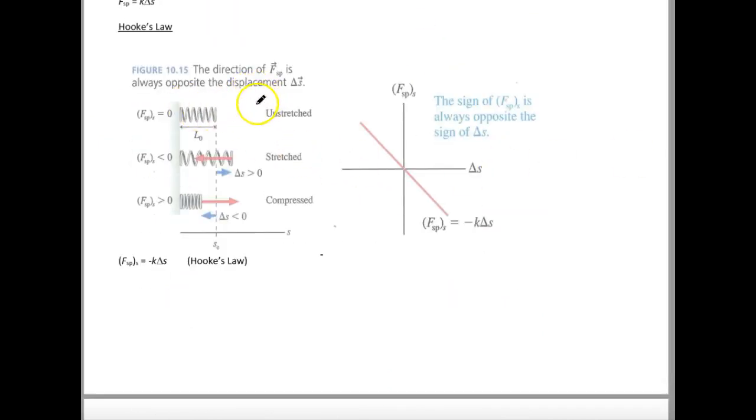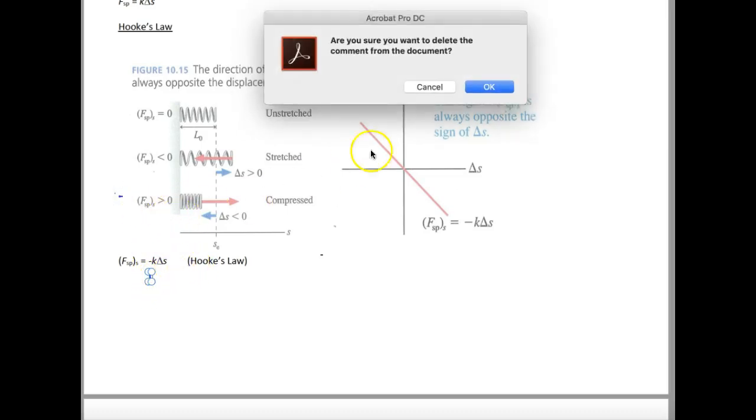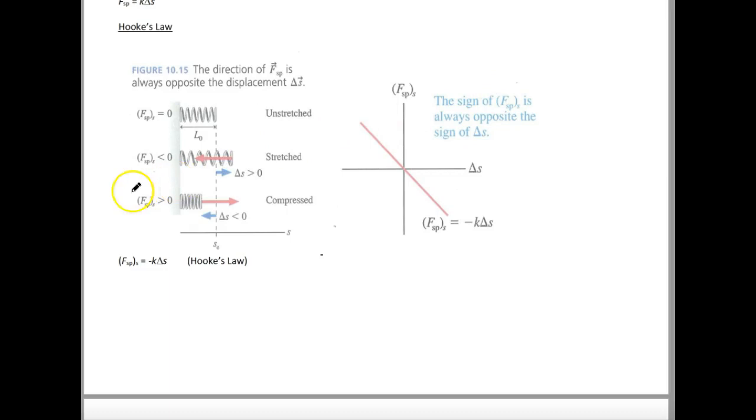Hooke's law basically just says that the force of a spring is equal to negative k delta S. So remember that anytime we stretch or compress a spring, that change in position is going to be negative. So we'll want to remember that as we go through and do some of these things. So I'm going to put that there.